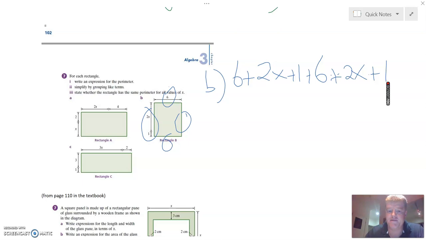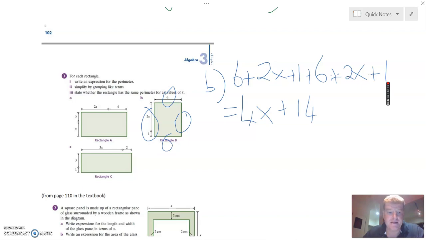Now we can do a little bit of simplification here. Let's get all our x terms together. We've got 2x plus 2x, so that's going to be 4x. And then we've got 6 plus 1 is 7, plus 6 is 13, plus 1 is 14. So 4x plus 14 is our expression for the perimeter of that.